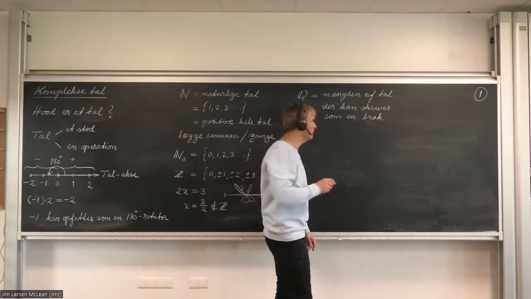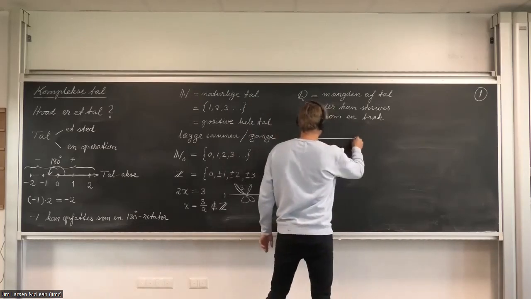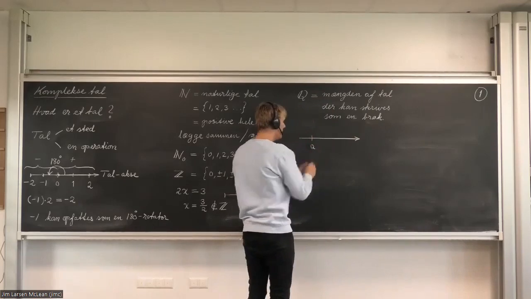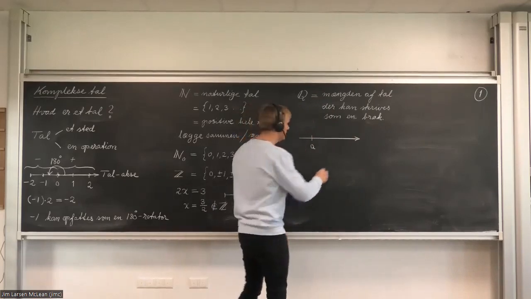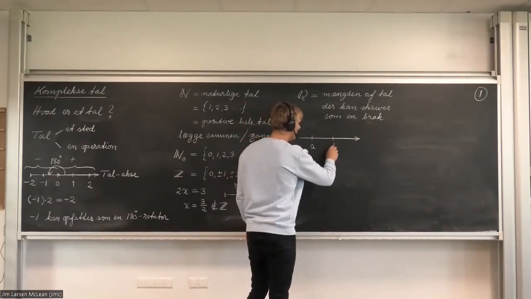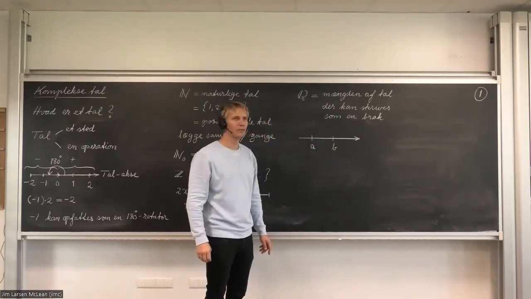Always infinitely many. Imagine you have the number line here. I have a number, a, and let's say a can be written as a fraction. Here's another number, different from a, namely a number b. And let's say b can also be written as a fraction.